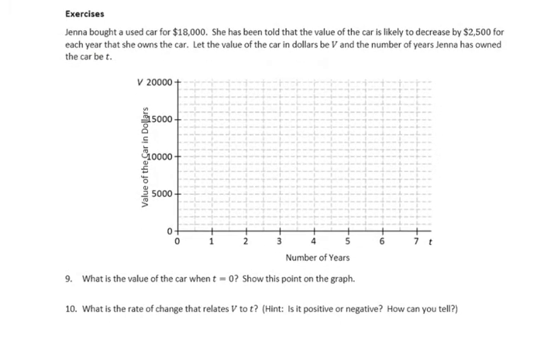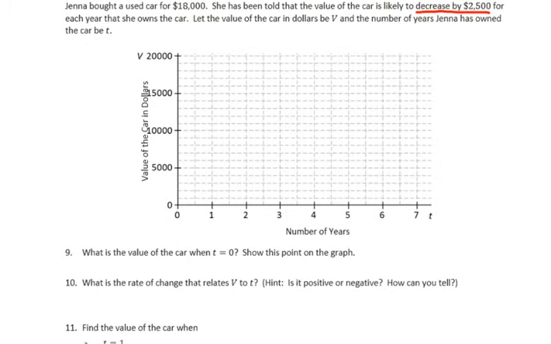On the next page, Jenna bought a used car for $18,000. She has been told that the value of the car is likely to go down $2,500 for each year she owns the car. Let the value of the car in dollars be V, and the number of years she owned the car be T. So question 9, what is the value of the car when T equals 0? Meaning when she just buys it, what is the value of the car? That's $18,000.